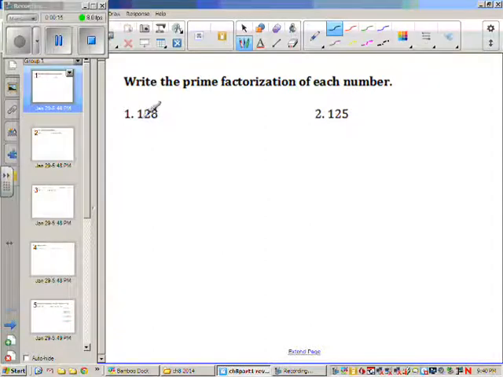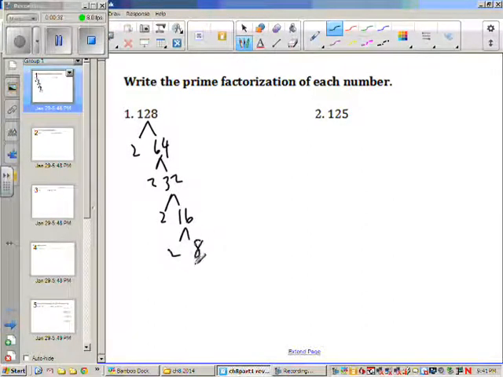So if I can take an even number like this, 128, I can cut it in half. So 2 is a factor, leaving 64. I can cut that half again, 32, again, and again. And we keep going until we get all of these 2's. So the prime factorization is going to be 2 to the 1, 2, 3, 4, 5, 6, 7. 2 to the 7.